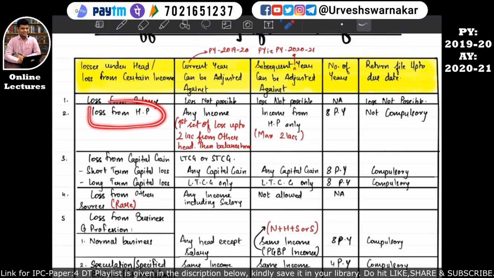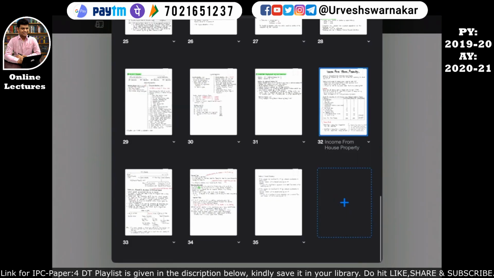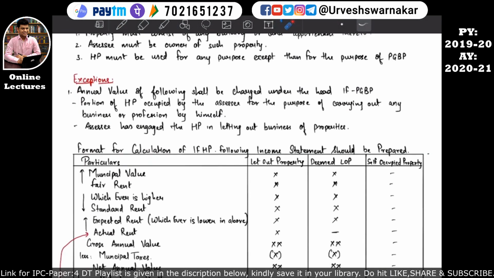Okay, loss from house property. If in the previous year the loss that the assessee has incurred from house property, from that loss of house property, first set off loss up to rupees 2 lakh from other head, and then balance loss if any can be carried forward and set off against the income from house property. I hope this is quite clear. So let's come back to the income from house property chapter's note.